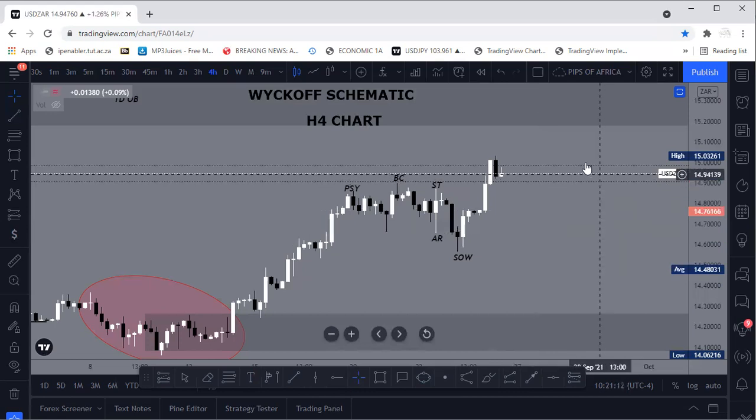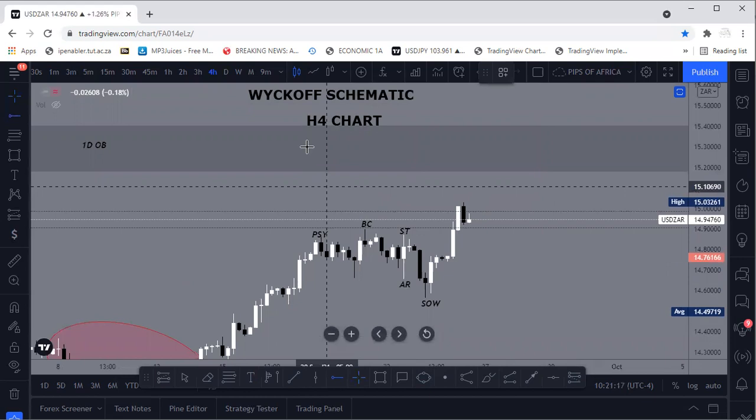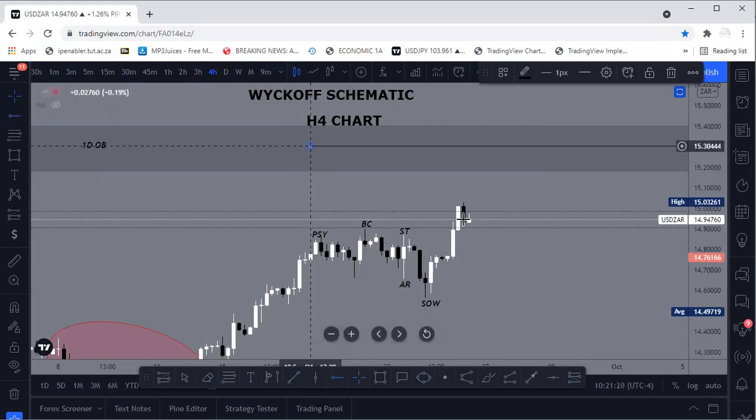So now, if you check there, you would see something like this. You understand that the price wants to go and mitigate the daily order block. The daily order block is this one here. As you can see, the one day order block. I've marked this zone according to the daily time frame. So the daily order block is here.